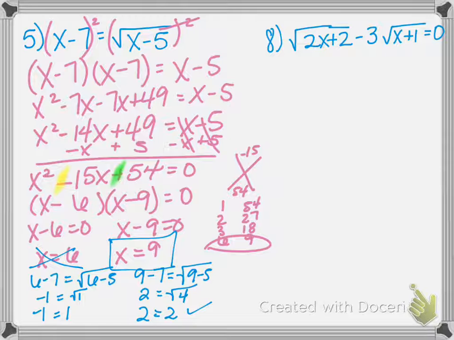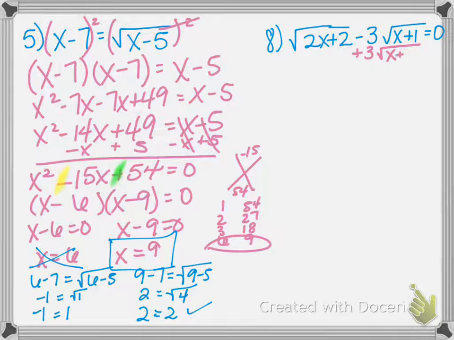Number 8, this one is a little bit complicated looking, but once you realize that it's going to be very pretty and straightforward, it's a lot nicer. First things first, I need to go ahead and get one of the square roots on the other side of the equal sign. So I have one that's already negative, and if I move it over, it's going to change to a positive. So I'm going to move that one just to make my life a little bit easier.